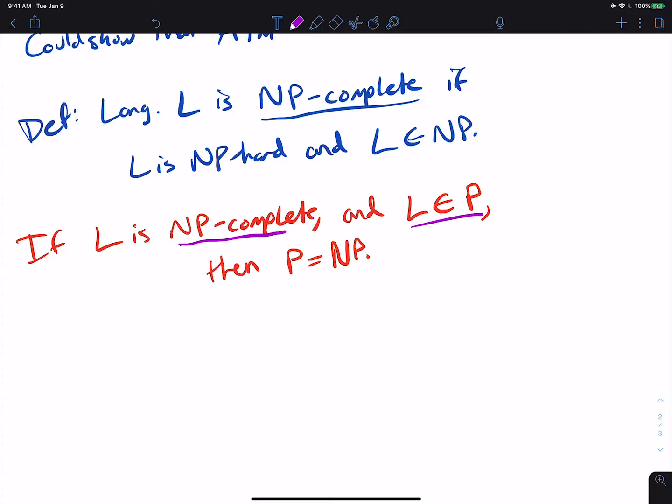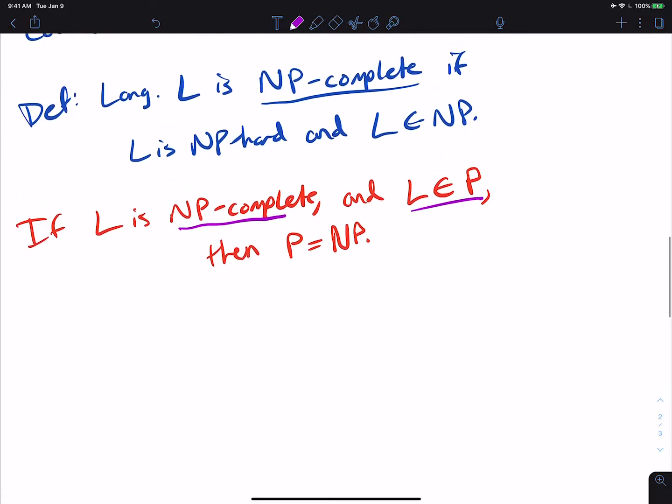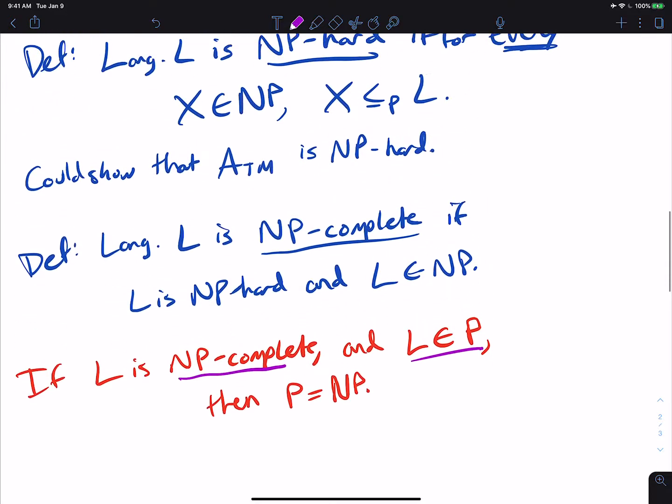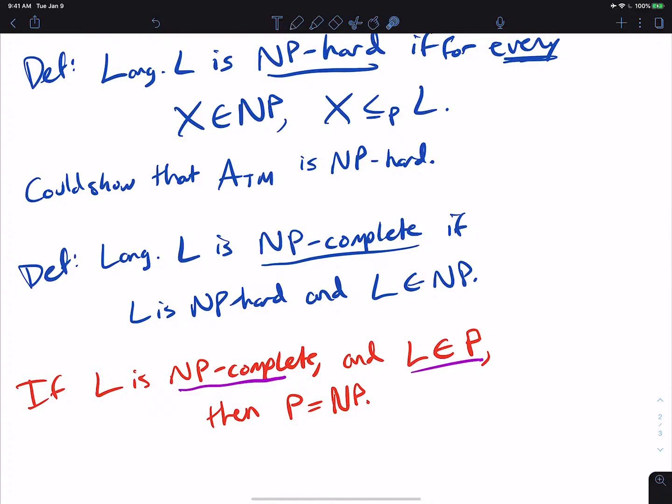And despite decades of research, no one has ever been able to find one, and most people believe there doesn't even exist one. But in order to actually determine whether a language is NP complete to start with, well, checking whether it's in NP, everyone can do at this point. So that's not the hard part. The hard part, in some sense, is checking whether a language is NP hard.